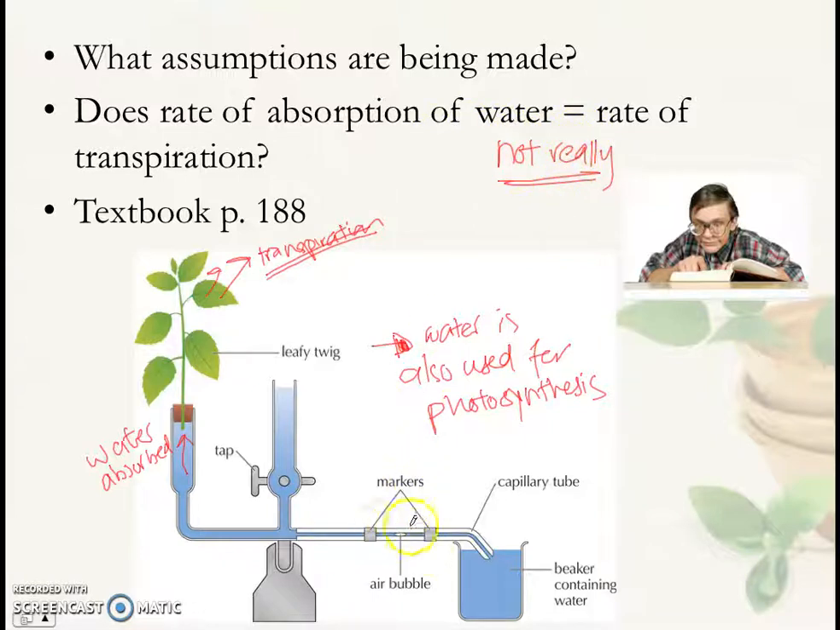The air bubble moves, the water is sucked up, not only because of transpiration, but also because water is used and required for photosynthesis. So we're not just measuring the rate of transpiration. In a sense, we're measuring a mix of the rate of transpiration and the rate of photosynthesis. But most of the time when we use the potometer, we assume that all the water being absorbed is due to transpiration alone.